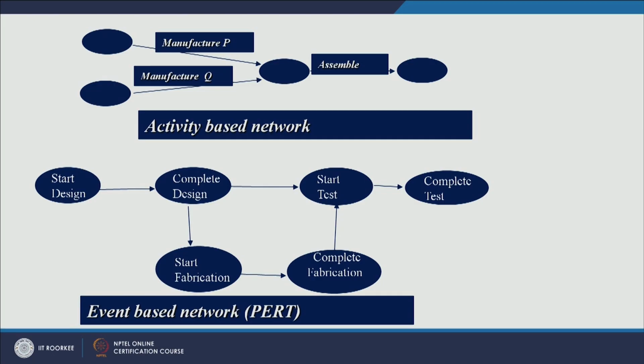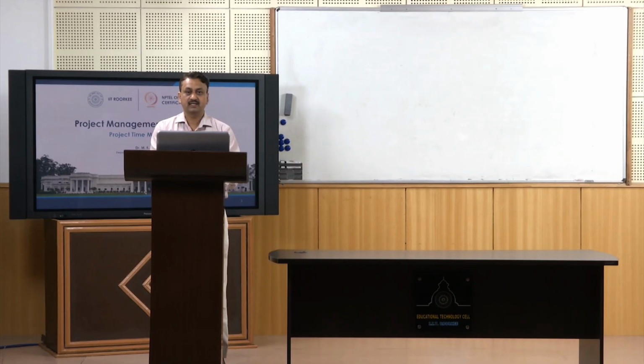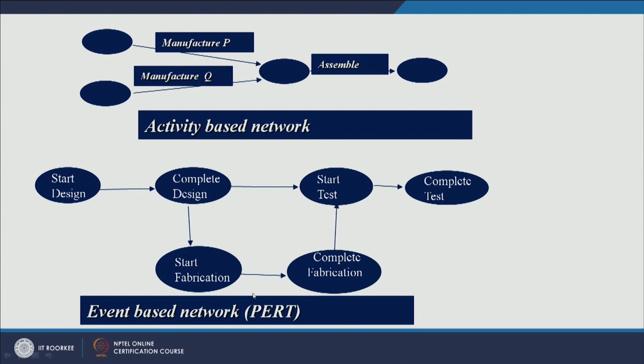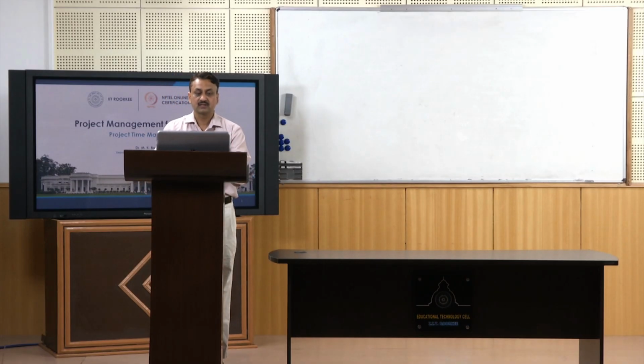In PERT network you just have start and finish, while activity network represents the things which are happening. These are starting and ending points in PERT network. You have started something and you have completed something. It does not tell you ongoing things in a project. So, this is a major difference between, let us say, this is CPM network and this is PERT network.